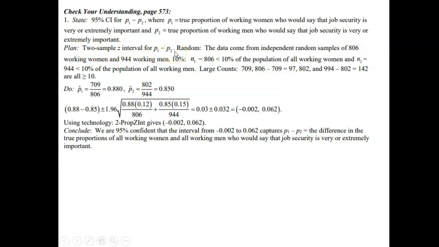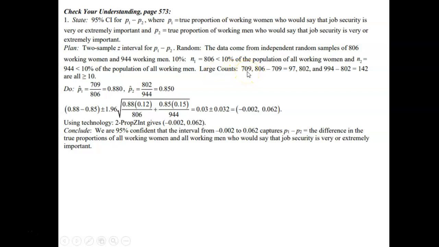But before we do the work, we have to check all three conditions. So it is random because they stated that the data was from independent random samples. We checked the 10% condition. So this time, I don't know why they didn't bother saying that thing about sampling without replacement, but anyways, 806 is less than 10% of all the working women, and 944 is less than 10% of all the working men. And then the large counts condition.